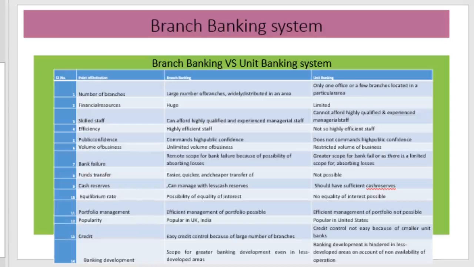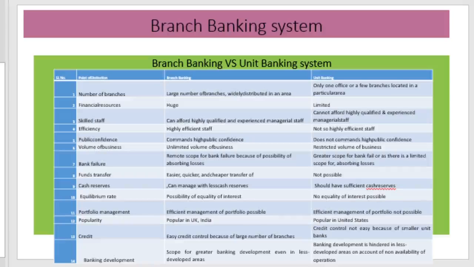Then third one is that the branch banking system can afford highly qualified and experienced managerial staff, and in the case of the unit banking system, they cannot afford highly qualified and experienced managerial staff. And in the case of branch banking system, the staff will be highly efficient, but in the unit banking system the staff may not be that highly efficient. Then another difference is that in the case of the branch banking system there will be high public confidence, but the unit banking system does not command high public confidence. And in the case of the branch banking system, unlimited volume of business, but in the case of unit banking system, there will be a restricted volume of business. Then another difference is that the scope for bank failure will be very limited in the case of the branch banking system, whereas in the case of the unit banking system, it will be higher.